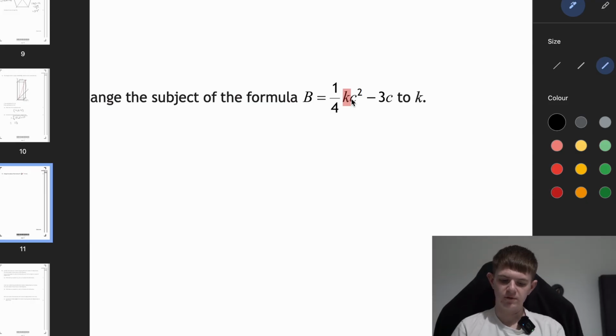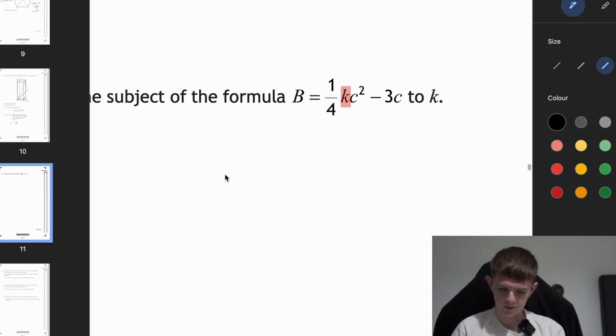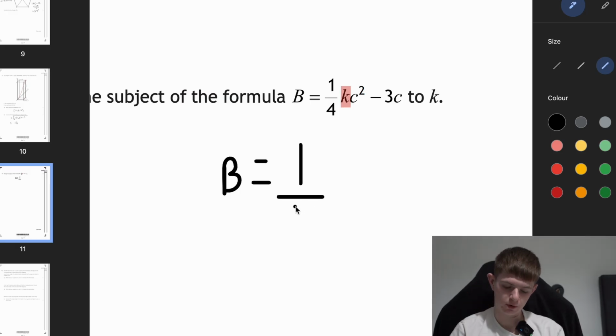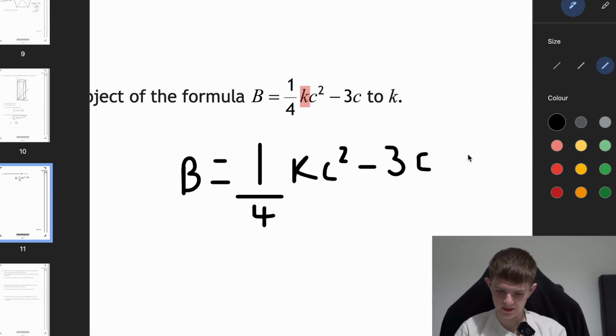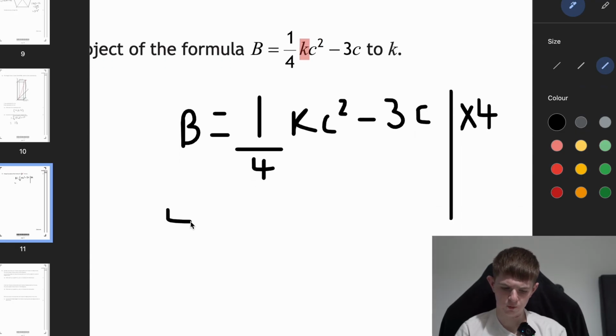So question number 9, we've got changing the subject of the formula. We're trying to change the subject of the formula to K. So we're going to do everything furthest away from K first. We've got B equals 1 over 4 KC squared take away 3C. First I'm going to times by 4 to get rid of that quarter.